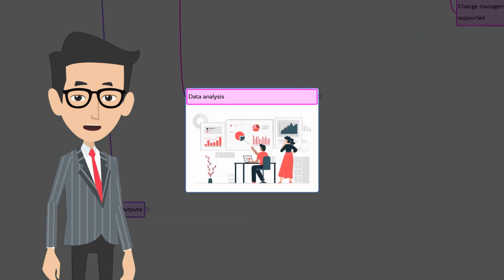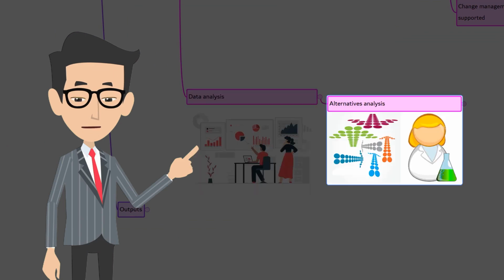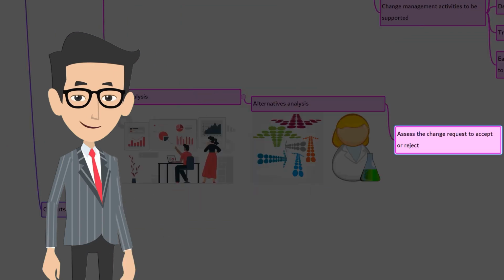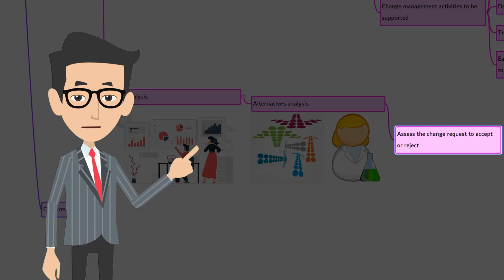Alright, the next tool and technique is data analysis. There are two in it. The first one is alternative analysis. Alternative analysis is used to assess the requested change and its impact. This helps to decide whether to accept, reject, or modify and then accept the requested change.